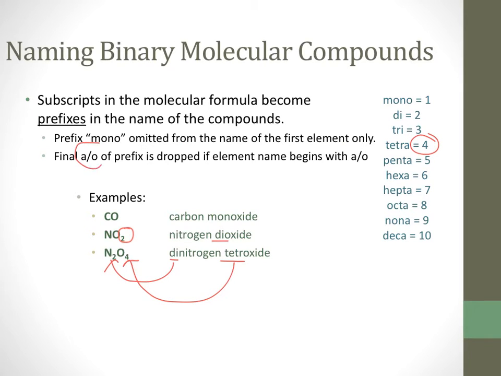Make a note that the final A or O of the Greek numeric prefix is removed if the element name begins with an A or O. So it's not tetraoxide. That A has to be removed, and it is tetroxide.